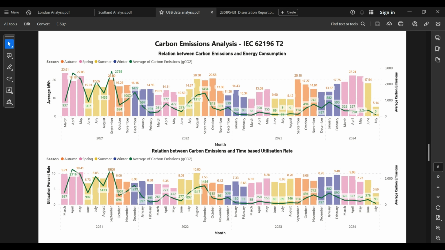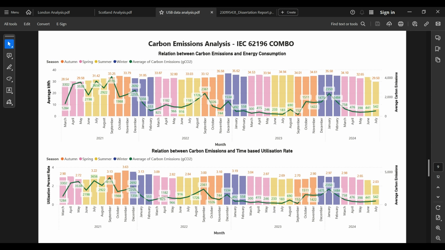So if we look for the type 2 connector, it kind of follows a different trend than that of CHAdeMO. The spikes are seen in the summer and autumn season compared to that of winter season. The values are lower, and the maximum peak reached by the type 2 connector was 23.51 kilowatt hour in the initial months of 2021. Same similar kind of trend is followed by the time-based utilization with higher values in the summer season compared to that of winter.